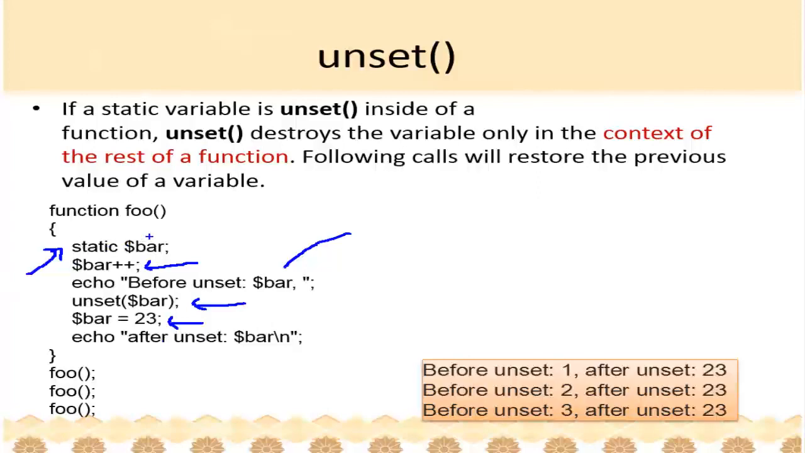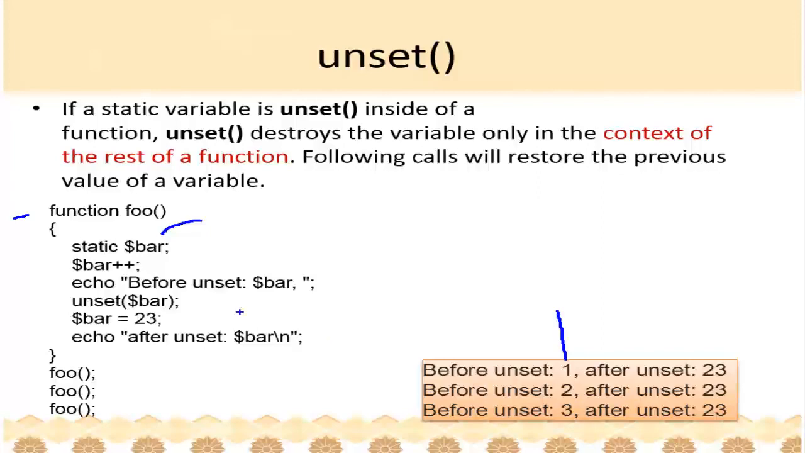The static variable is actually not directly connected to the function. It is kept separate so that the values can get incremented. You call this function foo for the first time. What is going to happen? It comes here. It is a static variable. It is incremented. Remember, the initial value is 0. Plus plus means 0 plus 1, it's going to be 1.